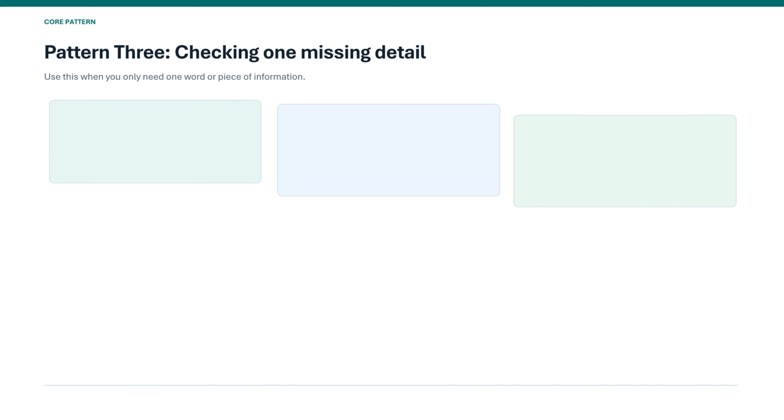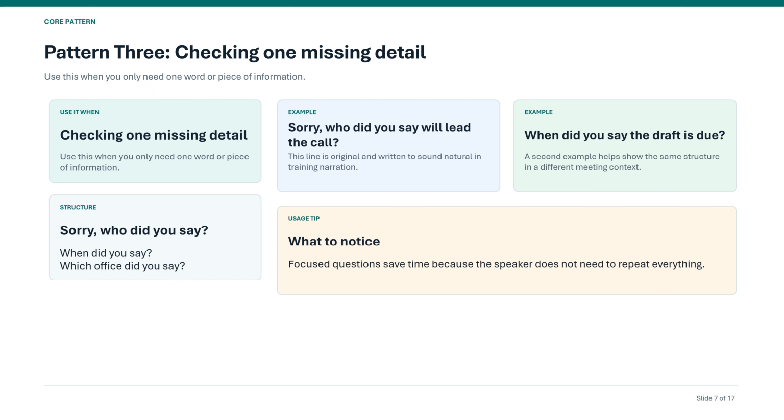Checking one missing detail is useful when you only need one word or piece of information. The structure is, sorry, who did you say? When did you say? Which office did you say? Here are two original examples. Sorry, who did you say will lead the call? When did you say the draft is due? Focused questions save time because the speaker does not need to repeat everything.